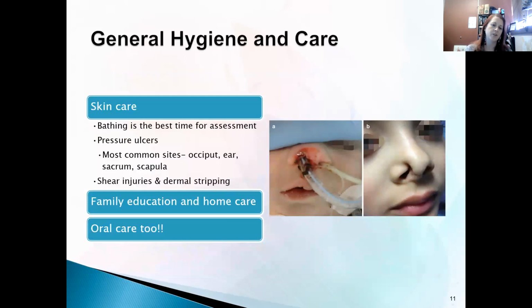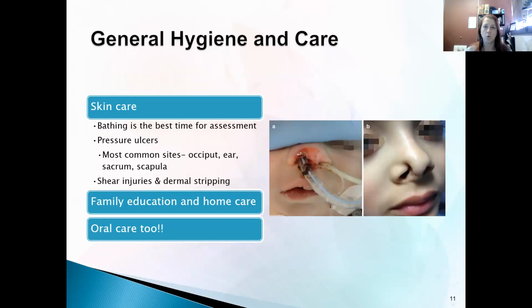General hygiene stuff, especially thinking about your hospitalized patients. Skincare, bathing is one of the best times to do your full head to toe skin assessments. For kids, sometimes parents are doing the bathing or a CNA might be doing the bathing. Remember, you cannot delegate assessment to assistive personnel, so you have to do the assessment.